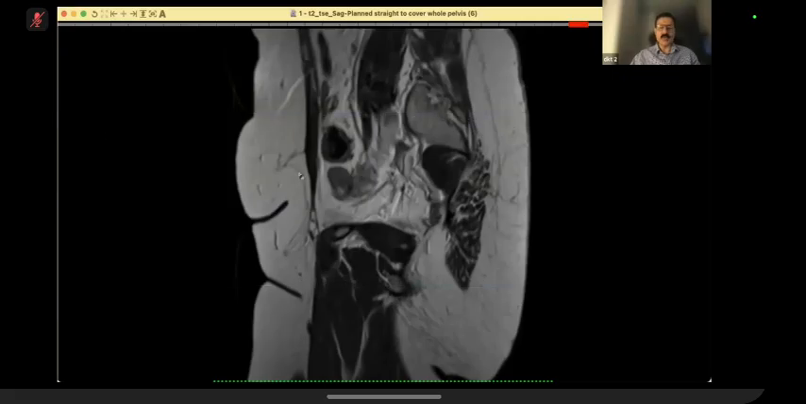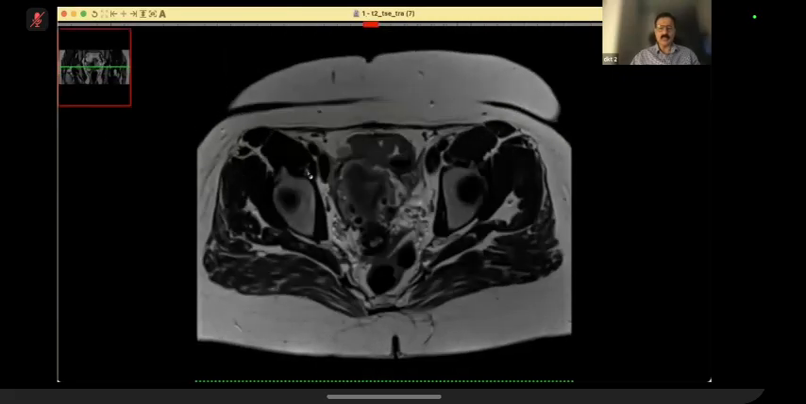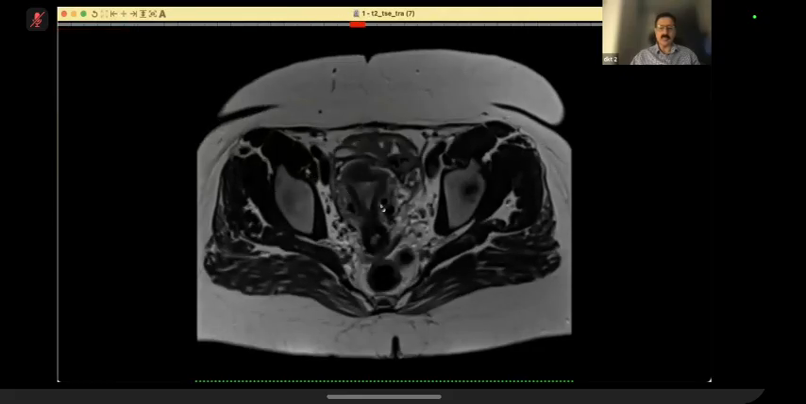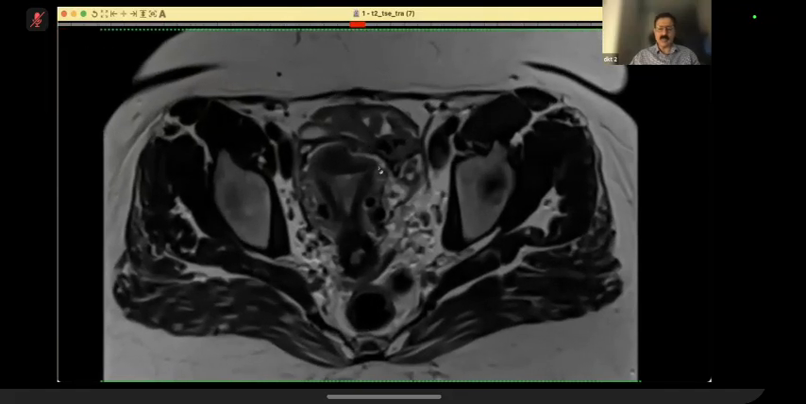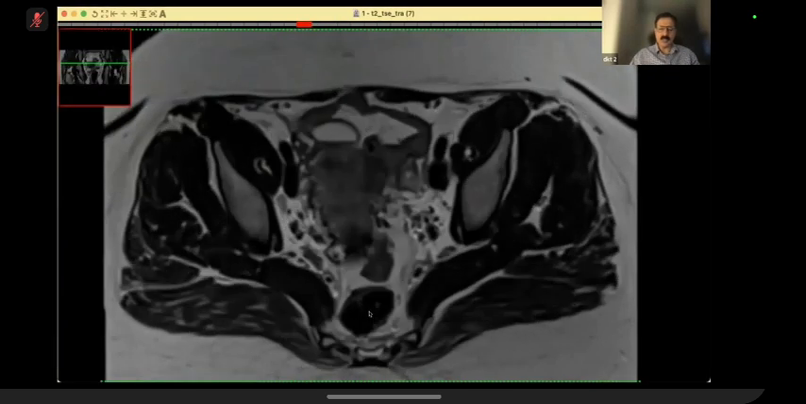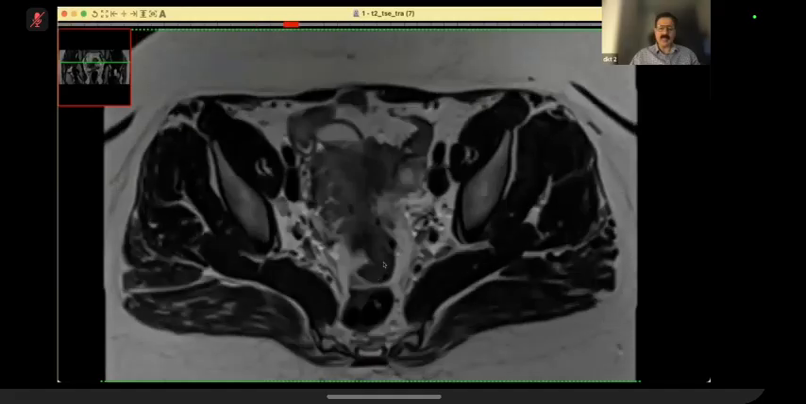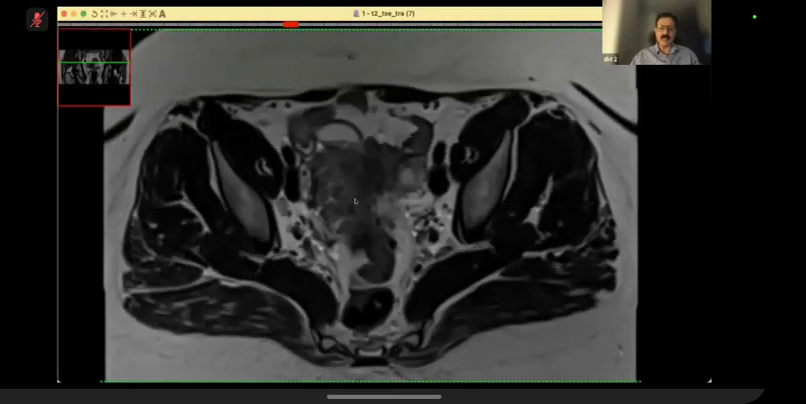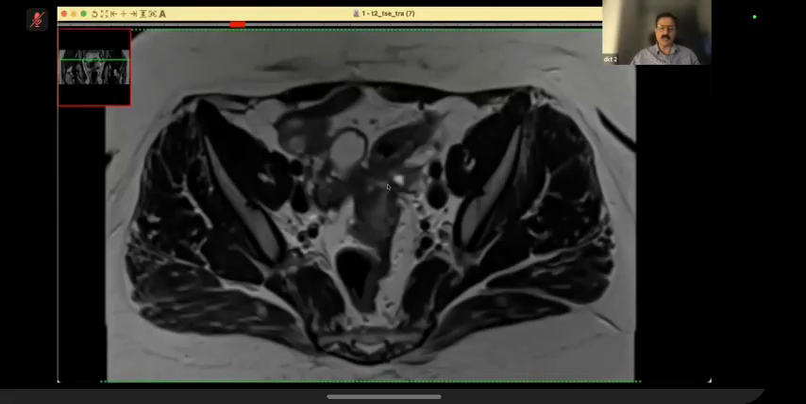Then we go to axial sequence. On axial sequence, the same thing: this is the uterus, these are the fibroids, this is another fibroid. But then if we go to the rectum, this is the rectum, and then the sigmoid, and look at all of this. Look at all of this. This is all abnormal. Everything is abnormal. These are deposits of endometriosis.